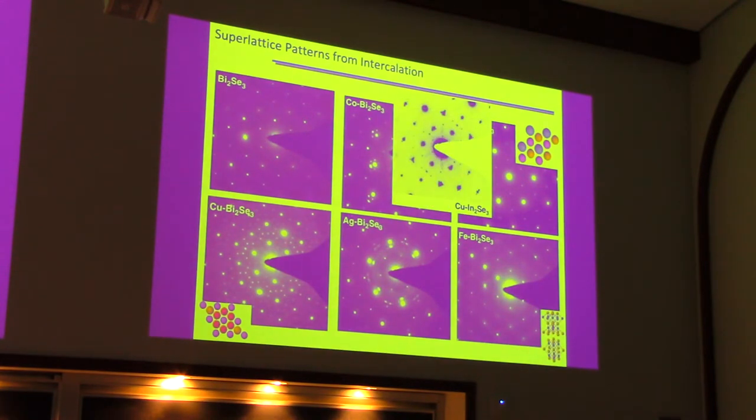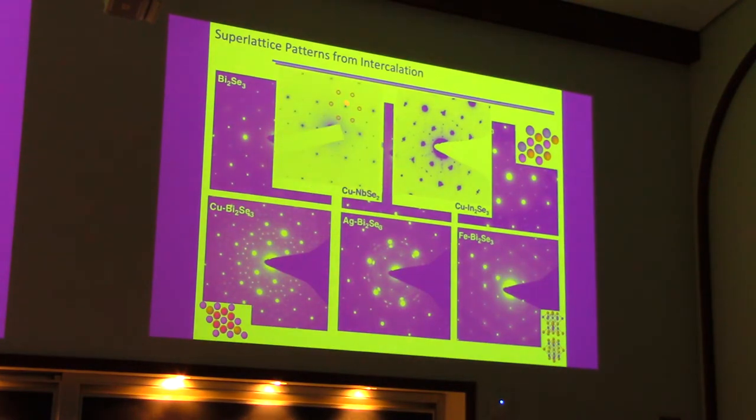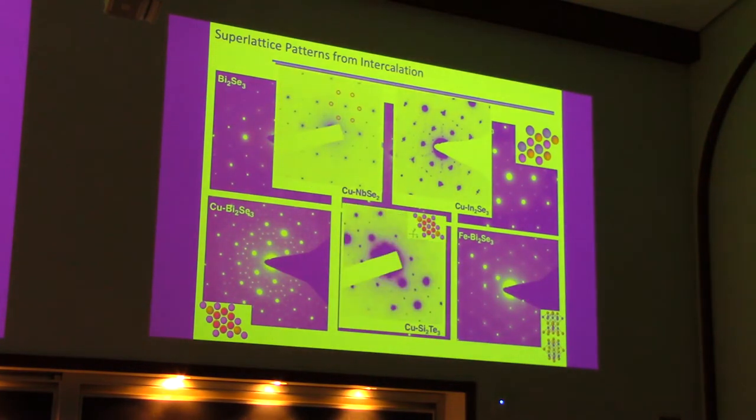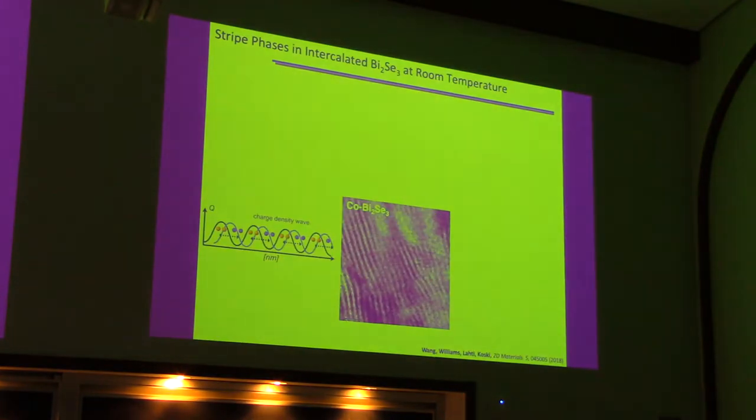Iron gives an interesting, just more kind of haze. In the different materials that you could put it in, so in indium selenide, you can see a unique superlattice spot. Niobium selenide, equally interesting superlattice. And silicon telluride, we get these nice, unusual superlattice spots. What we also get, so there's an interesting physical phenomena that we can access through this.